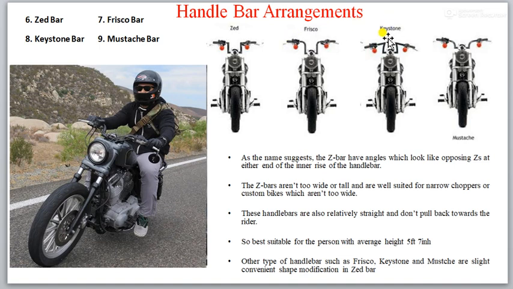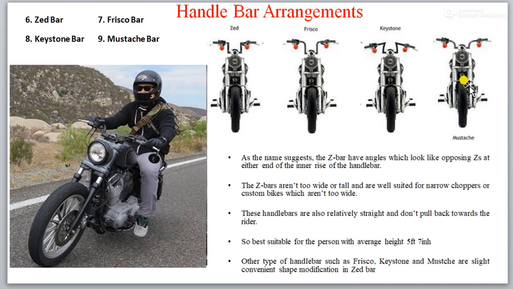In the case of the Keystone, you can see the handlebar goes somewhat inward after the first bend, and at the second bend of the inner rise, it goes in a downward direction. It gives a good aesthetic look when we are looking from the front. In the case of the Mustang, after the first bend, it goes upward in a more angular nature.